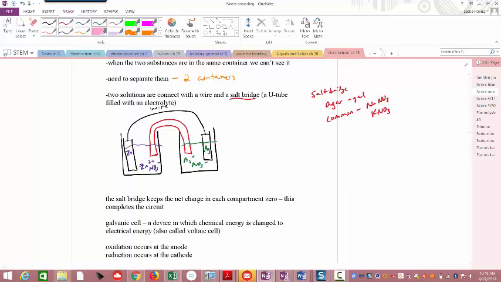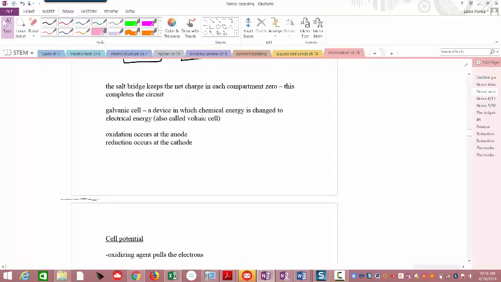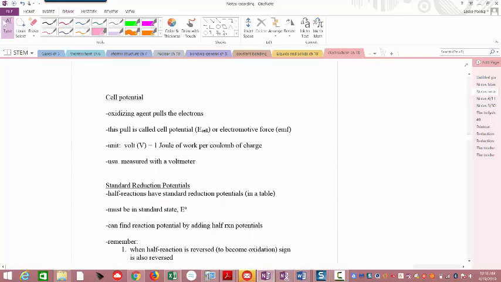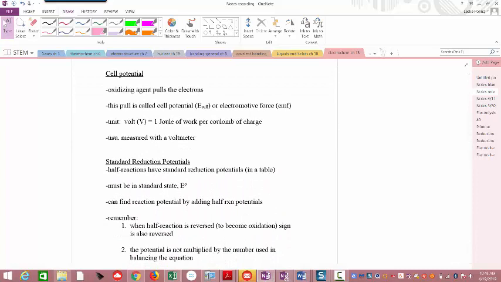Now, oxidation occurs at the anode and reduction occurs at the cathode, so we need to know which is which. Let's go down and look at cell potential. Our cell potential is our electromotive force. We use an E for it, and our unit is joules per coulomb of charge, which we call a volt. We have a table of standard reduction potentials, so we need to figure out which is oxidized and which is reduced.